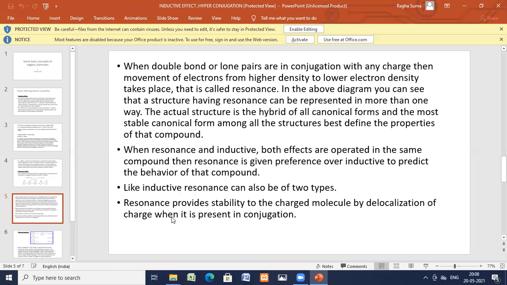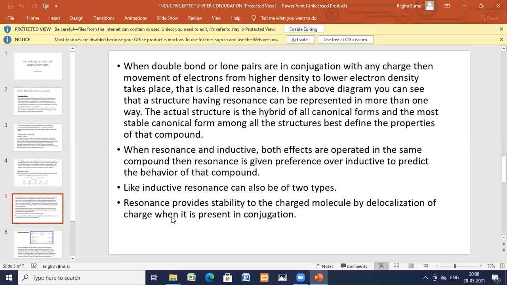Plus M effect. Electron releasing mesomeric effect is plus M effect. These groups will increase electron density at the carbon atom. OH group, NH2 group, OR group, NHR, primary amine, secondary amine, tertiary amine, alkoxy group, OH group. All these are plus M groups.